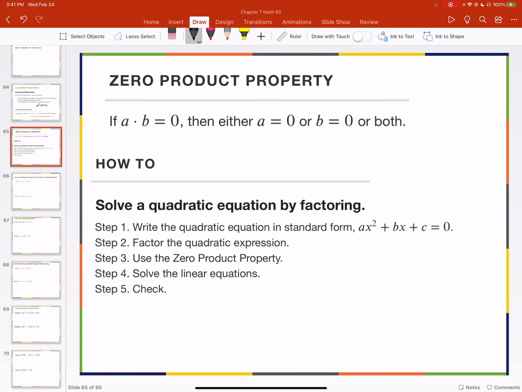Okay, then let me introduce to you the zero product property. It looks complicated, but it's really not. So hear me. If you have two numbers and the product of them is equal to zero, then either the first number is zero or the second number is zero or both of them are zero, but at least one of them has to be zero. So if this product AB is equal to zero, then either A is equal to zero, B is equal to zero, or both. That's really important.